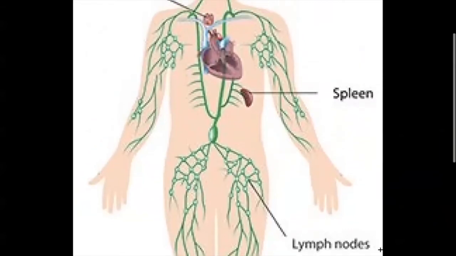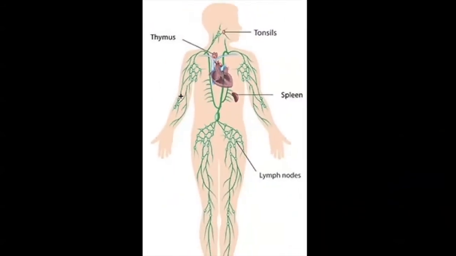Biji-biji ni lymph nodes. Ni yang bulat-bulat ni. 1, 2, 3. Ada banyak kan. Atas pun ada juga ni. 1, 2, 3, 4. Ni orang panggil lymph node. So lymph node is the place where the lymphocyte is produced. I repeat again. Lymph node is the place where lymphocyte is produced. Apa fungsi lymphocyte? Menghasilkan antibody.